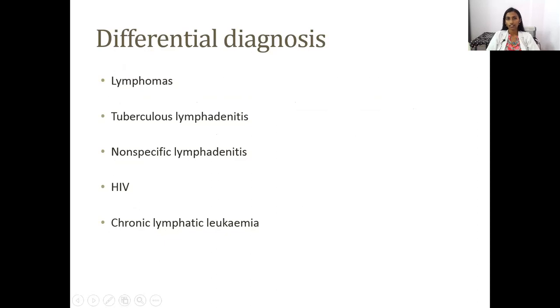So we've reached the last slide. We'll just see what could be the differential diagnoses for neck tumors. Other than cancer, it could be lymphomas, tubercular lymphadenitis, non-specific lymphadenitis, HIV, chronic lymphatic leukemia. So these would be the differential diagnoses for neck secondaries.